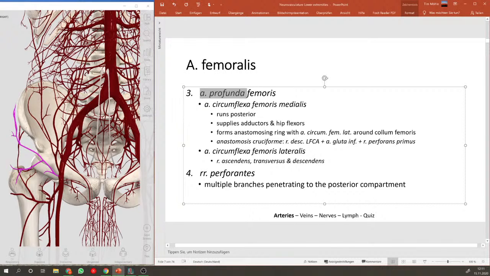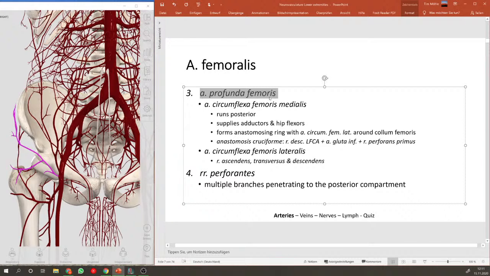So a really important branch is this one, arteria profunda femoris, and this is kind of similar to arteria profunda brachii. You remember arteria brachialis will also give off the deep brachial artery, and the femoral artery will give off the deep femoral artery, arteria profunda femoris. And in fact, this is also quite frequently examined in the dissection exam.